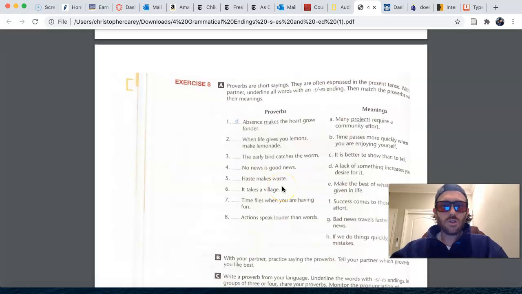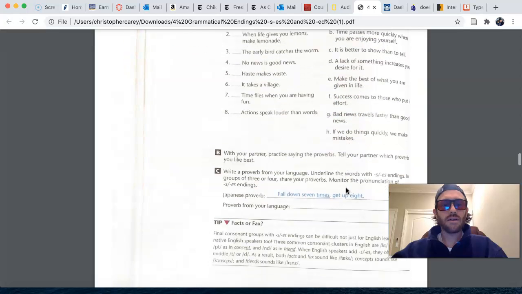And what you need to do is underline all the words that end with S and ES. Whether those be verbs, or nouns, possessive nouns, underline all the words that have S and ES endings. And then, in terms of meaning, match the proverb with the suggested meaning here on the right-hand side.